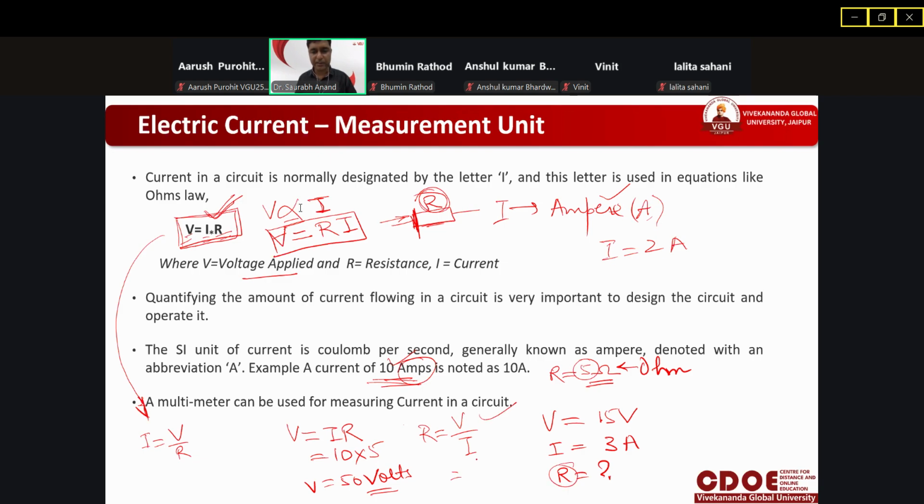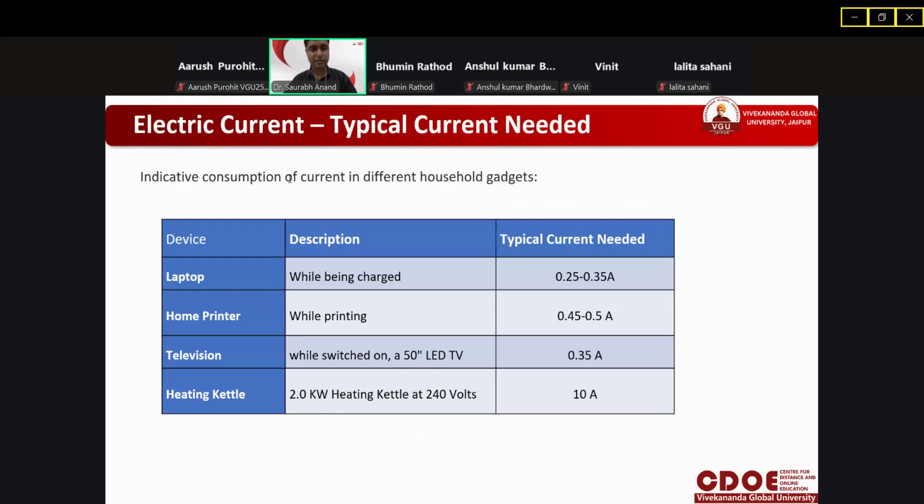So V upon I is 15 upon 3, that is 5. What 5? 5 ohm. Whenever you calculate anything, you should put the unit also. Without unit, there is no value. Value means there is no importance. So I hope you all have understood this formula and the calculation.